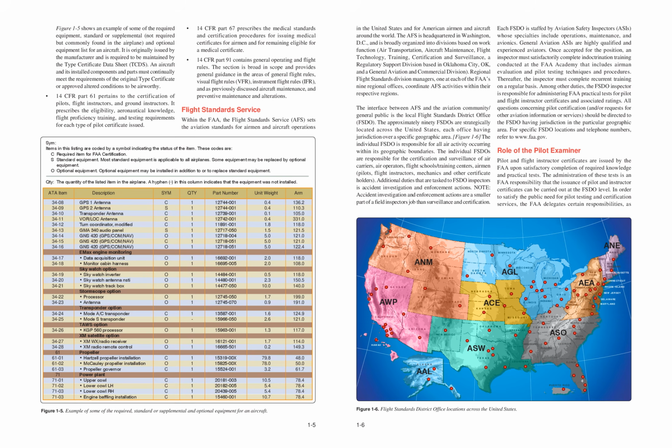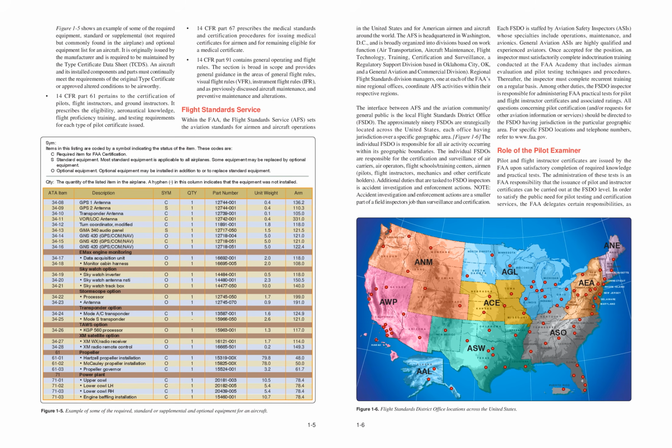within their respective regions. The interface between AFS and the aviation community and general public is the Local Flight Standards District Office, FSDO. The approximately 90 FSDOs are strategically located across the United States, each office having jurisdiction over a specific geographic area. Figure 1.6. The individual FSDO is responsible for all air activity occurring within its geographic boundaries.